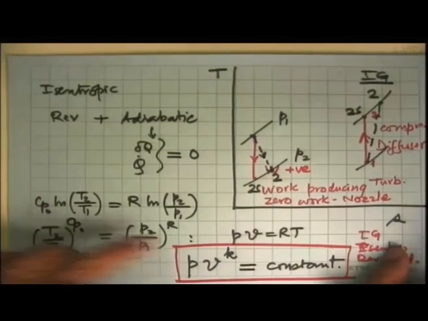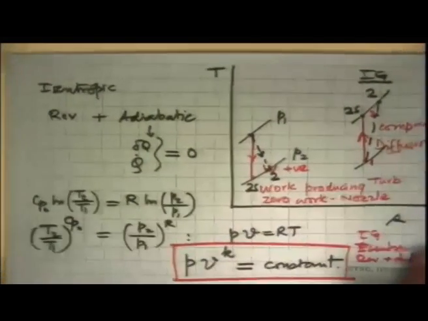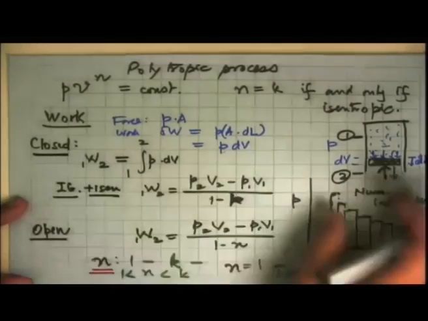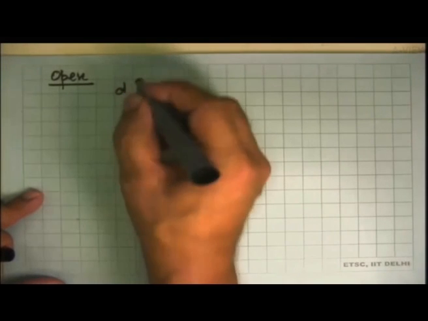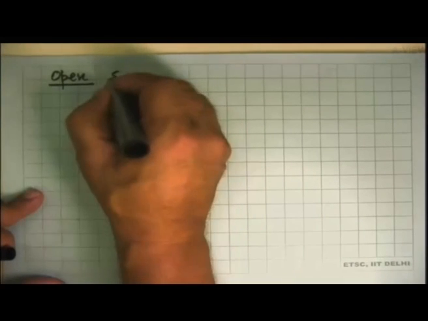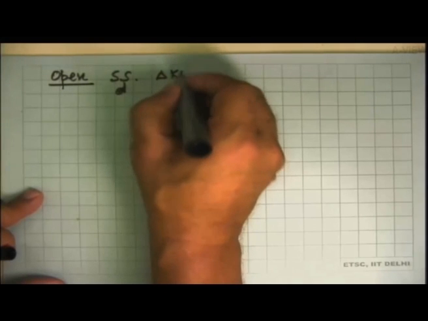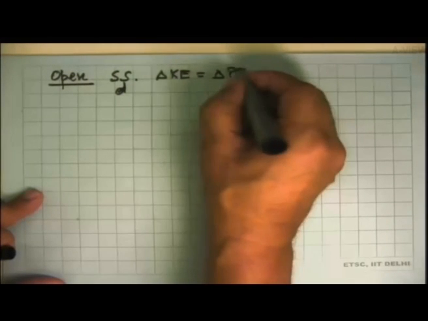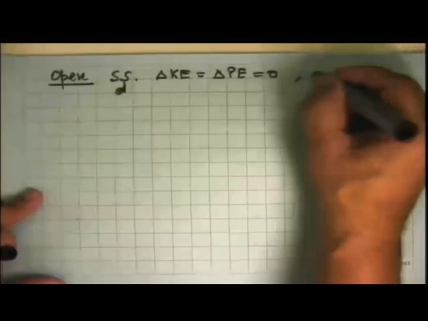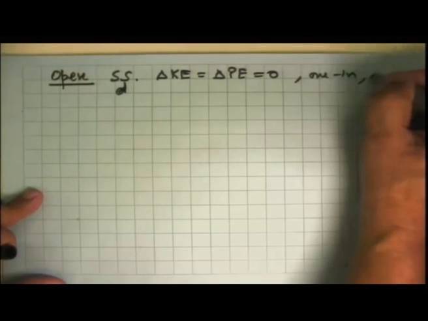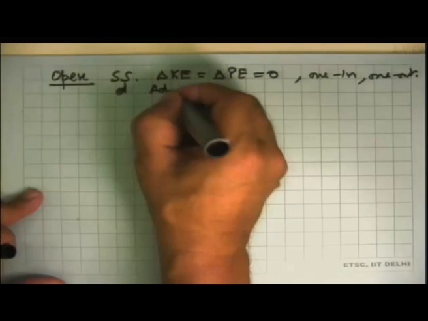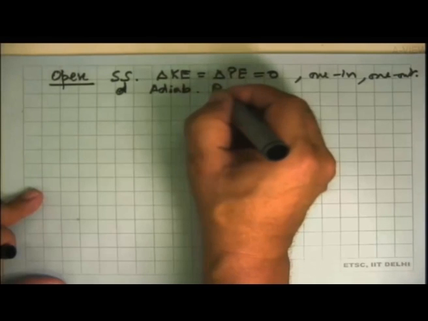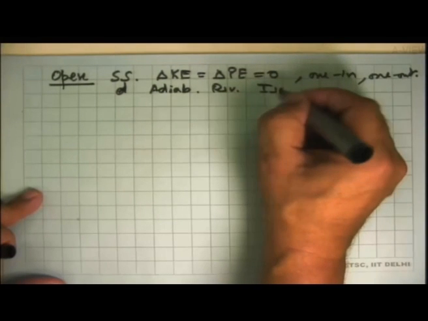Okay, so that's one thing to remember. Now that was for a closed system, this equation. Now let's see what happens to an open system. In the open system, for all the assumptions that we made, steady state, delta KE and delta PE both being 0, one inlet, one outlet, we also assume that it is adiabatic and reversible, which is what we are looking at in the isentropic process.